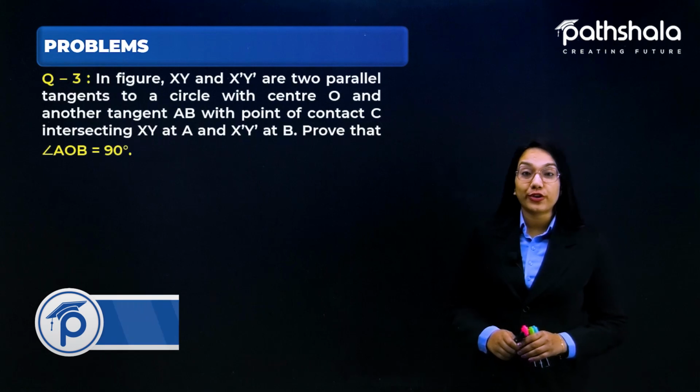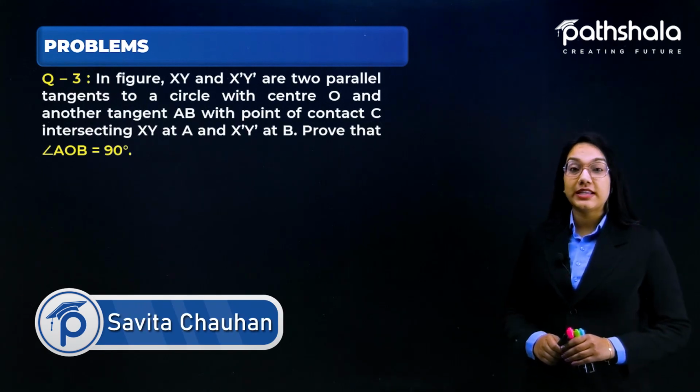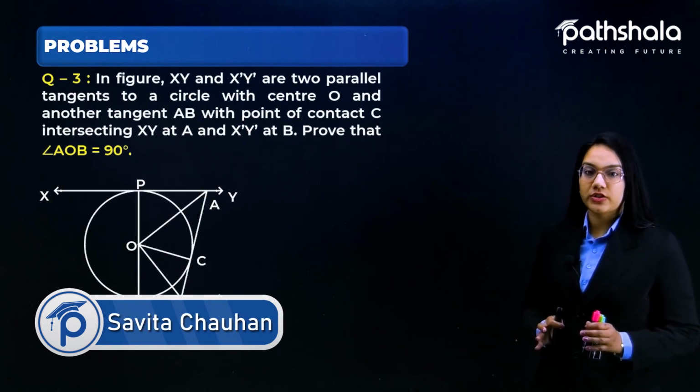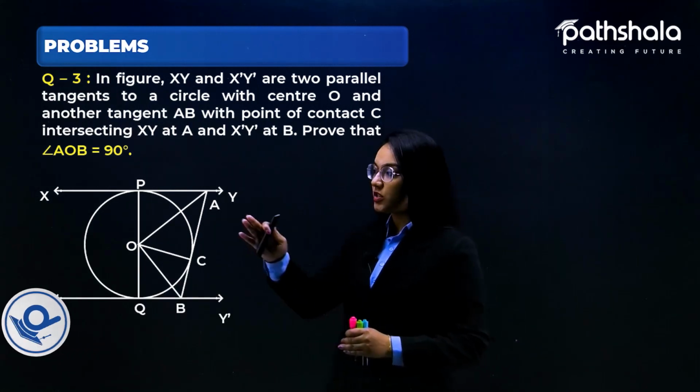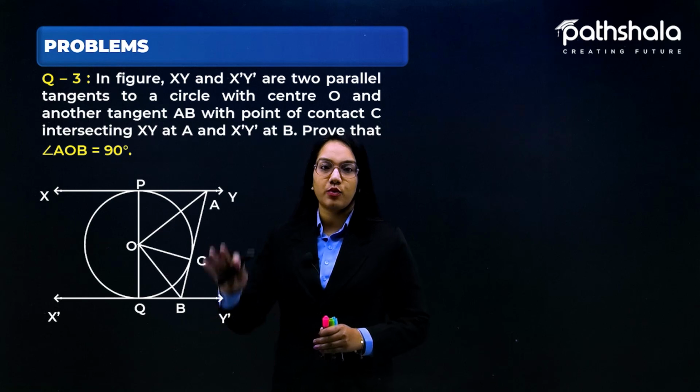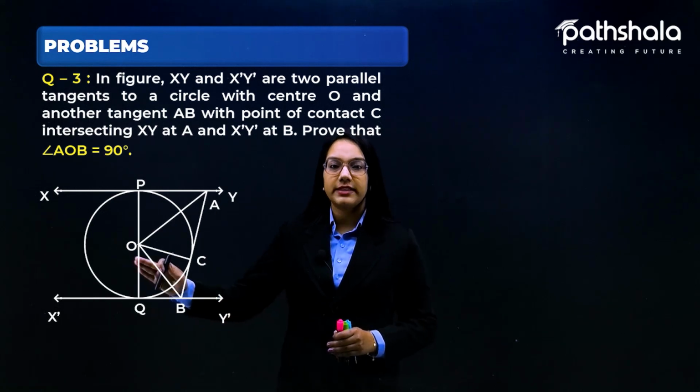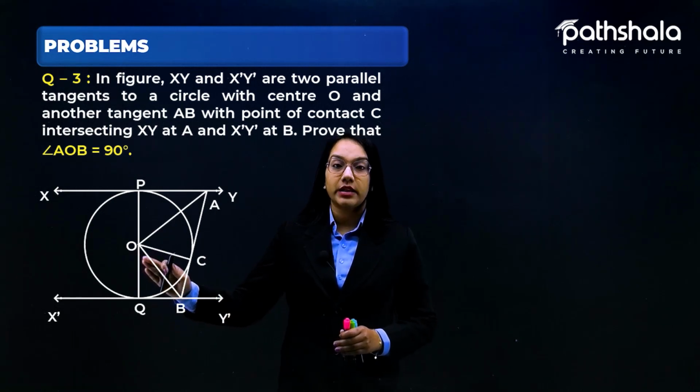Now let's move on to question number 3, which says, in the figure. Suppose I take the figure. This is the figure: XY and X'Y', they are two parallel tangents to a circle with the center O, and another tangent AB.